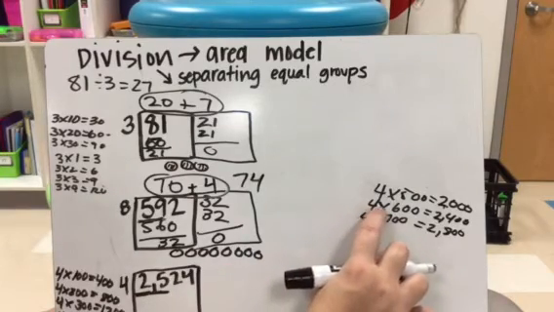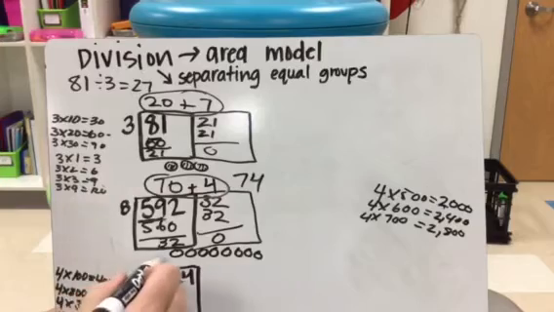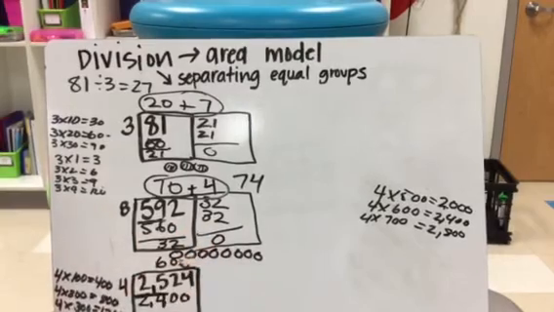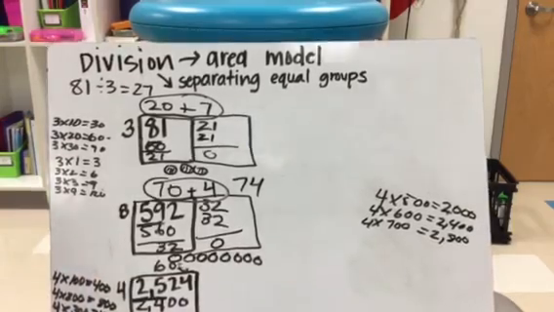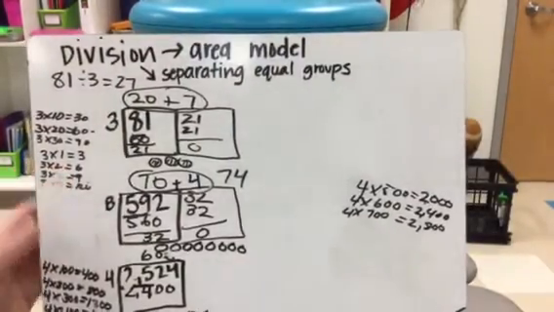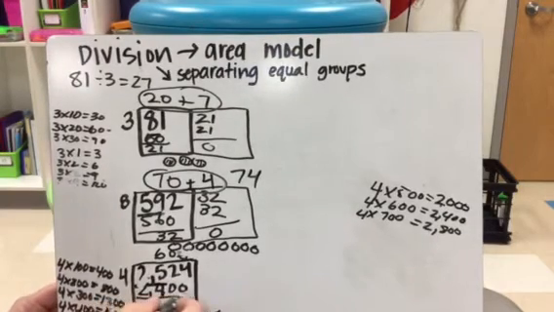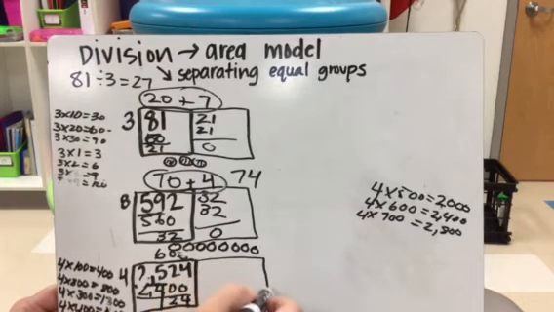So I'm going to use this one. 4 groups of 600 is 2,400. So what that means is I went to each school and I said 600 for you, 600 for you, 600 for you, 600 for you. And I right away was able to give out 2,400 pieces of candy. So when I subtract those candies I just gave away, I now have 124 pieces left.